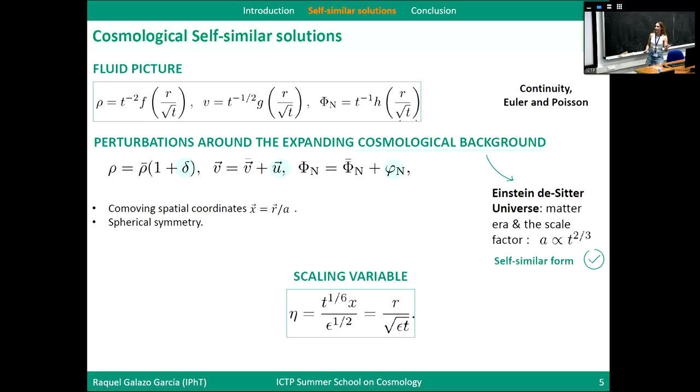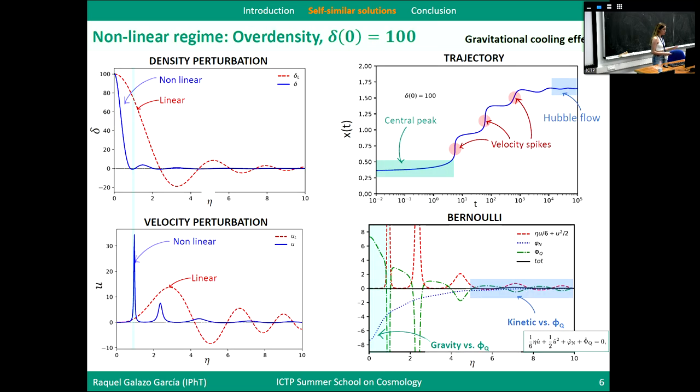Okay, so now I will go super fast. We will work in the fluid picture. The objective is to use the self-similar ansatz, which is this one, and plug it into our equations of motion, describing our fields as perturbations around an expanding background. We use the Einstein-de Sitter universe because it is convenient, as the scale factor is a power law, and it describes matter well. This is the scaling variable that we found, which, as you can see, has different behaviors in comoving and physical coordinates. I am going to focus only on the nonlinear regime, on the result for an overdensity of 100 relative to the background.